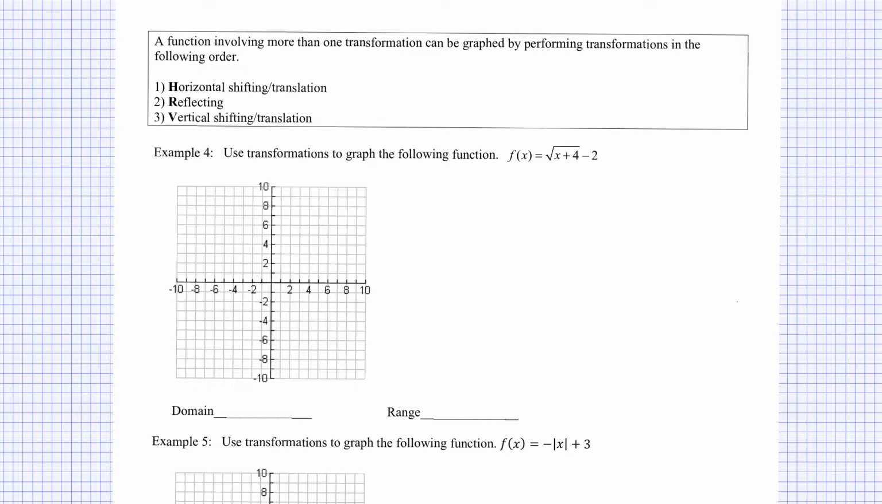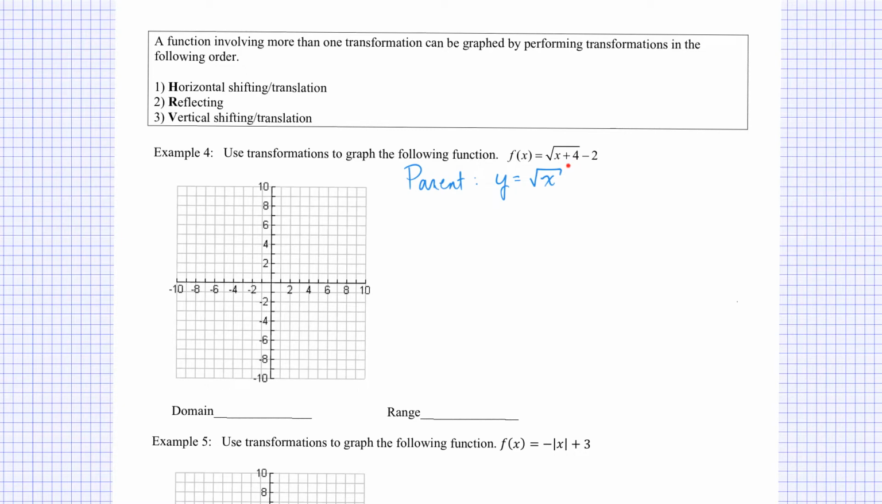So for example number 4, we're going to use transformations to graph the following function. F of x equals the square root of the quantity x plus 4 minus 2. So the first thing that I'm going to ask myself is, what is the parent function? And the parent function in this case is y equals the square root of x.